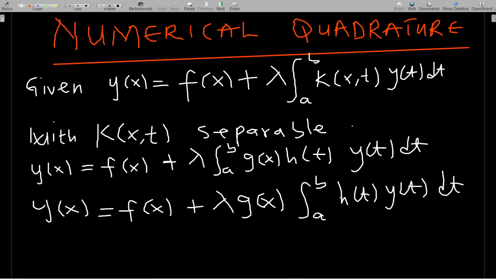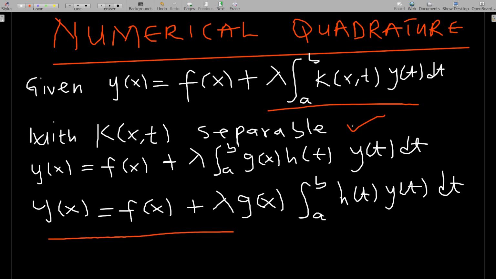Given y of x equal to f of x plus lambda integral from a to b, the general form of the Fredholm's integral equation, like this one, with k of x t, the kernel, being separable, then we know that our y of x can be written as this. In effect, the last one: y of x equals f of x plus lambda g of x.